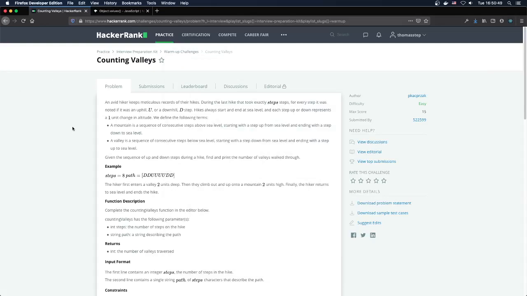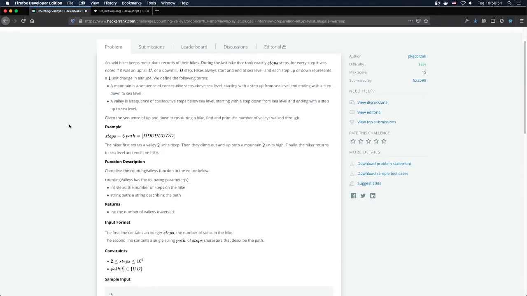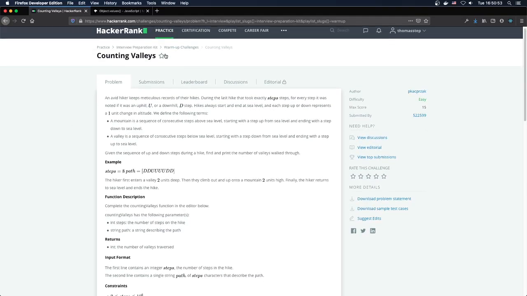This is the counting valleys problem on HackerRank. Looks like one of the warm-up challenges. I think it's the second problem.